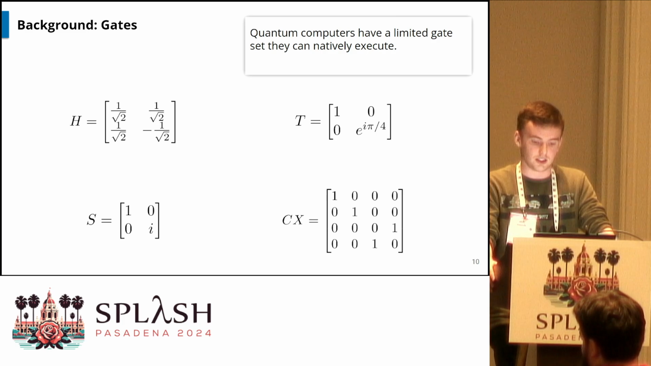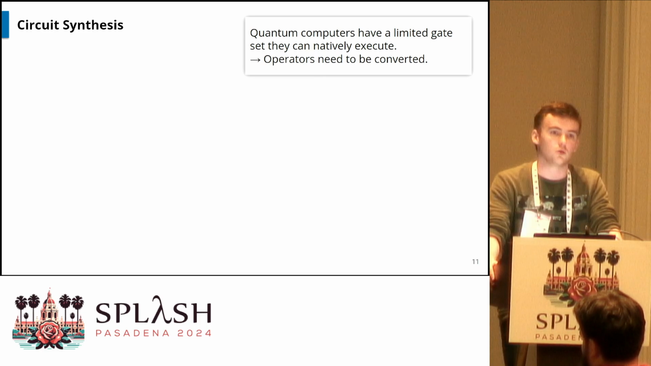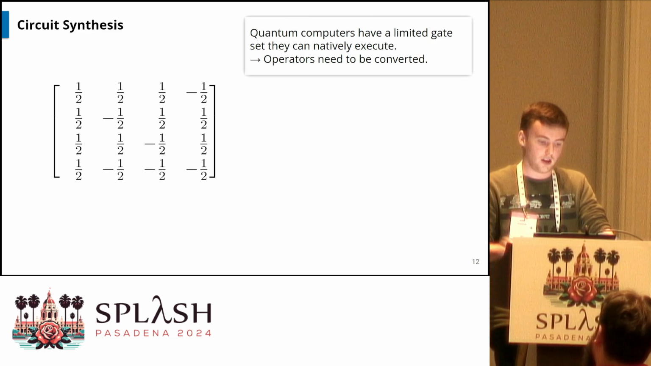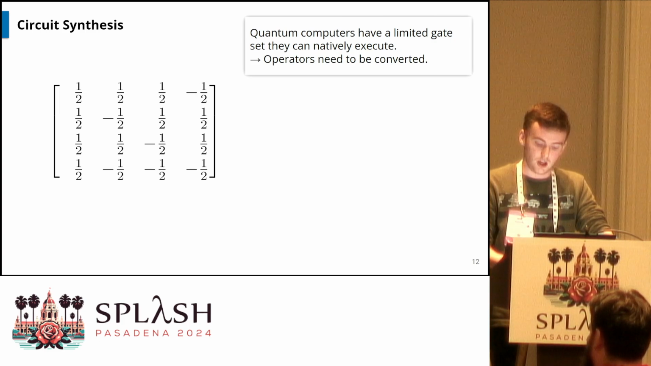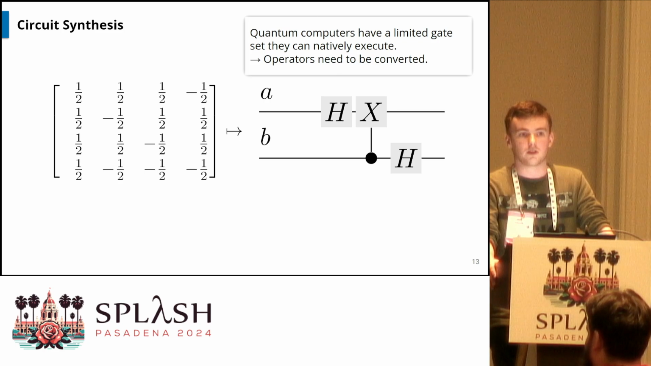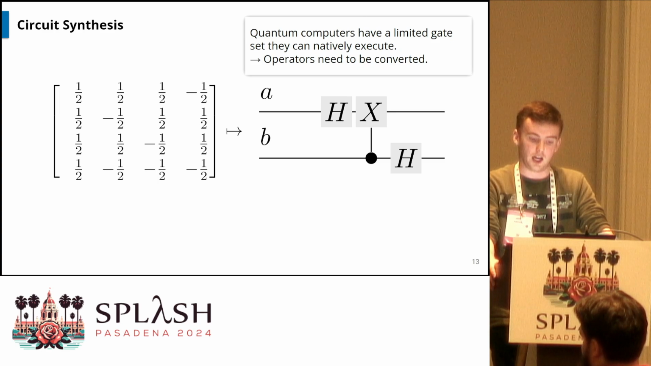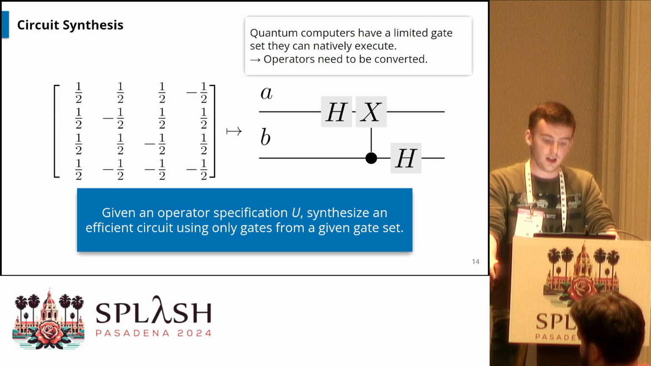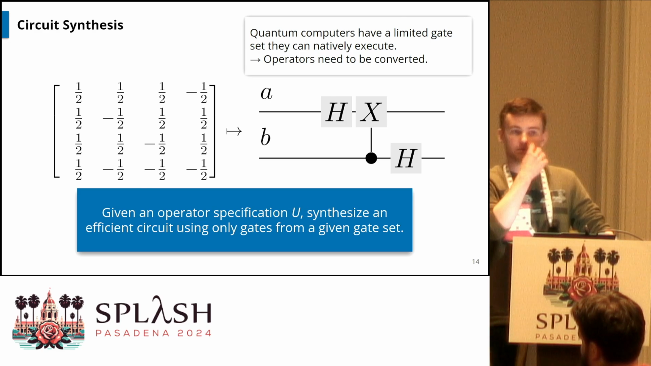So these are the only gates that we can natively execute, and this of course leads to circuit synthesis, which means that we need to convert our operators into circuits that we can actually execute on quantum computers. For example, suppose we have this very simple operator. We make it into a circuit that first applies a Hadamard gate, then a CNOT gate, and then another Hadamard gate on the second qubit. So the problem statement we get here is: given an operator specification U, synthesize an efficient circuit.